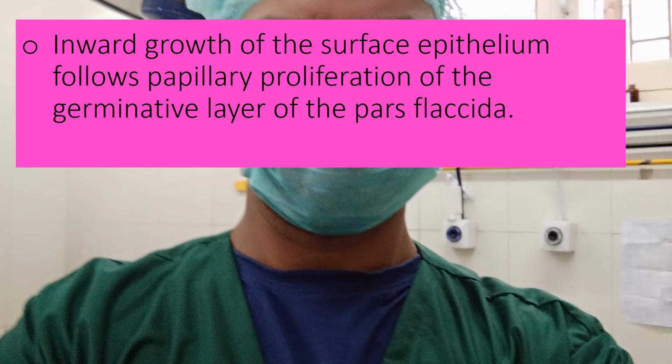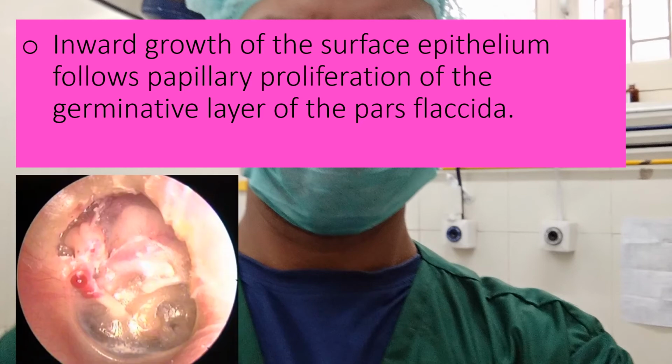Inward growth of surface epithelium follows papillary proliferation of the germinal layer of pars flaccida. So we have pars flaccida, and epithelium from the germinal layer of pars flaccida goes in and forms cholesteatoma. So this is a cholesteatoma.